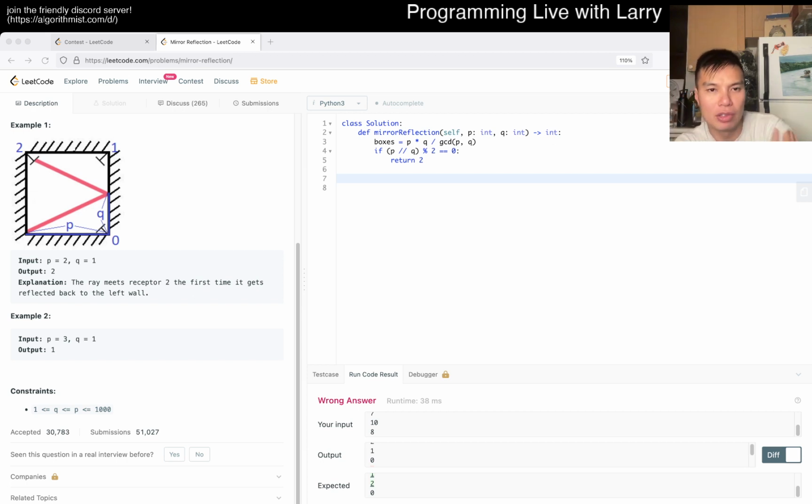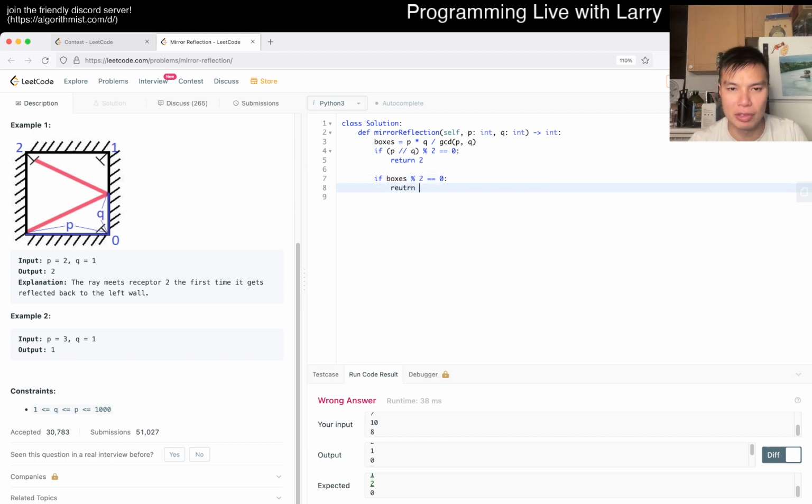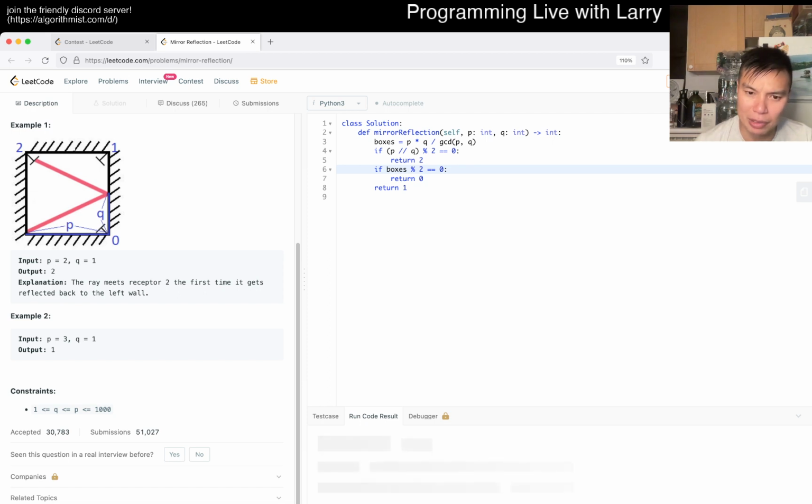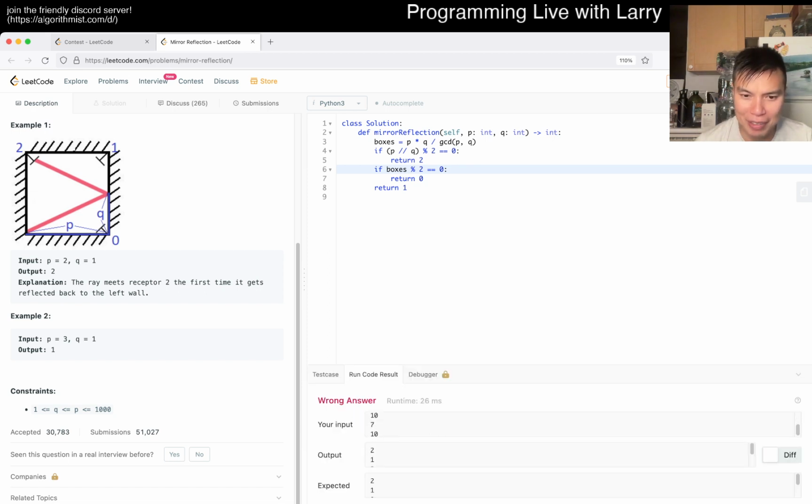So now we have to count the number of boxes, and if the number of boxes is even, I said that boxes cannot be even, but I meant the number of boxes cannot be even on the left side. Sorry, yeah. If boxes is an even number, then it's going to be 0. Otherwise, we return 1. Okay, let's try again. It's just about articulating these examples in a good way. But again, apparently this is not the good way. Still wrong.